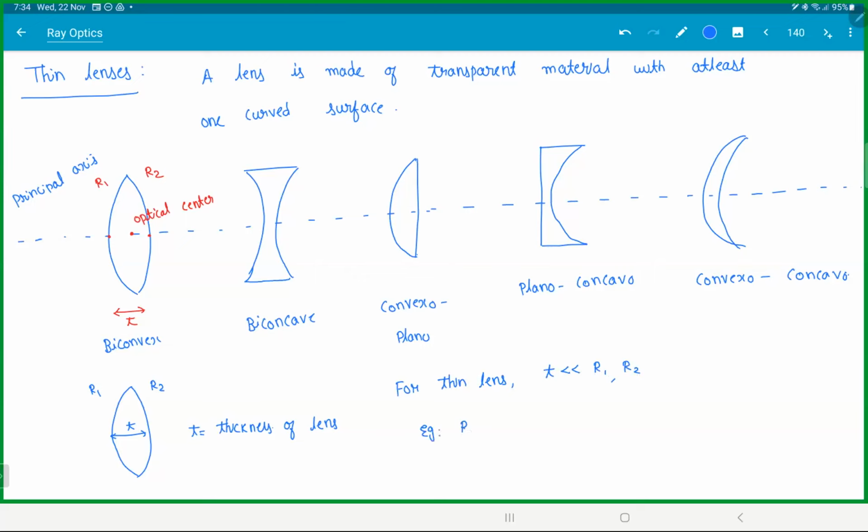Example, let's say the radii of curvature R1 and R2 are 10 centimeters. Maybe the lens thickness is something like 2 millimeters. So that's the meaning of very thin lenses. And if you remember, this is your aperture, the same idea there. This is your thickness. You know what an aperture is? Aperture is the region where the light ray enters. We did it in mirrors, it's the same idea there. Have a look at this page.